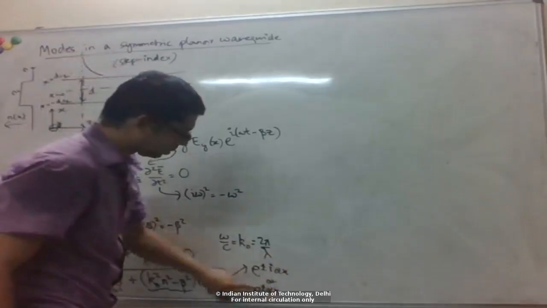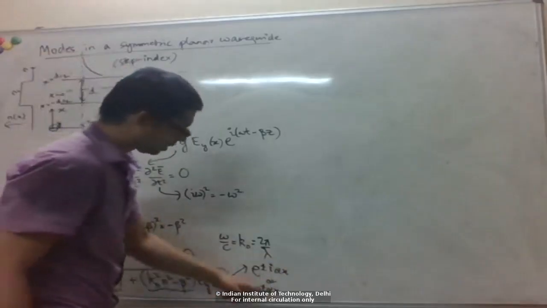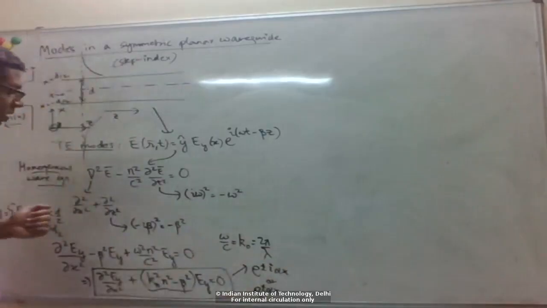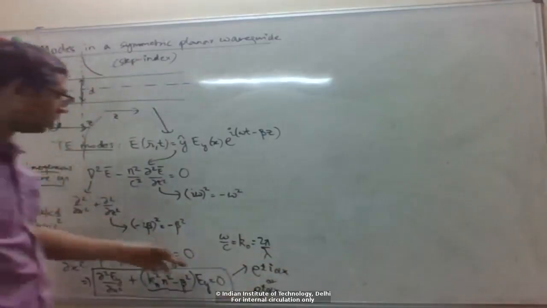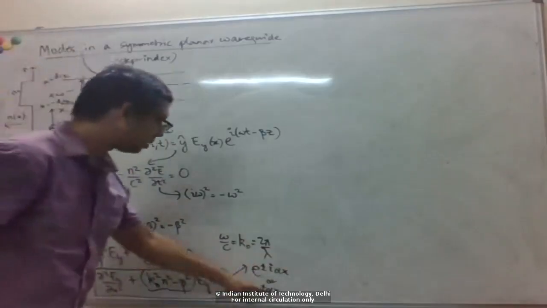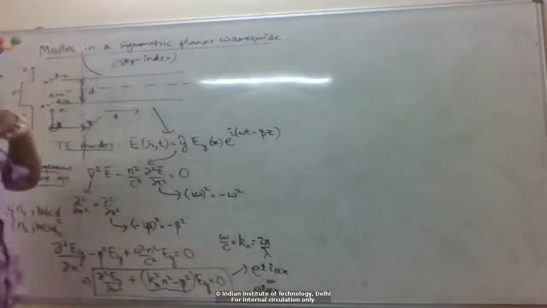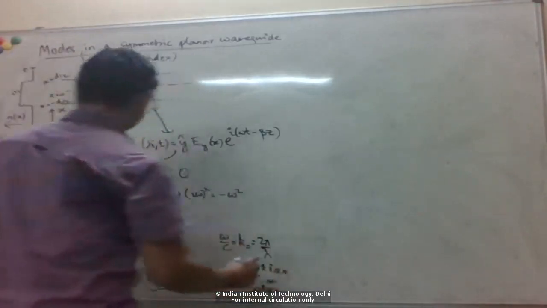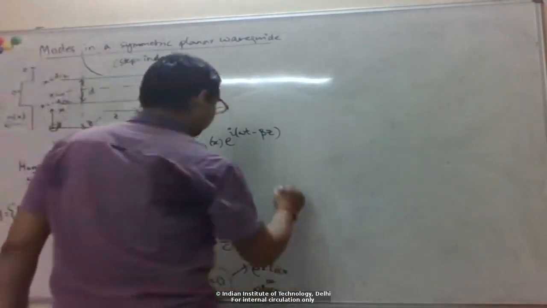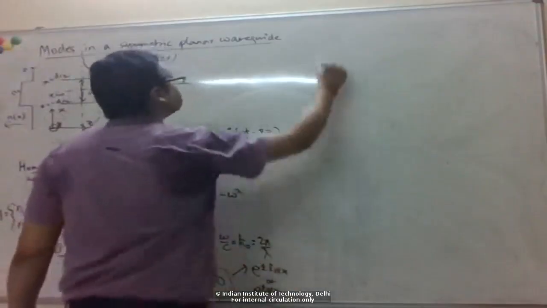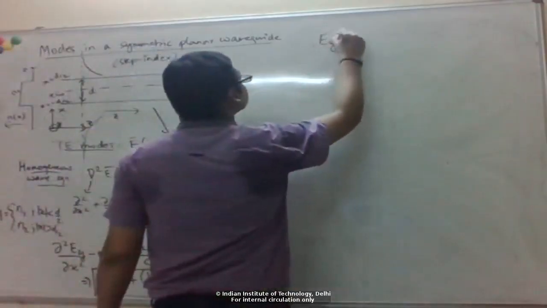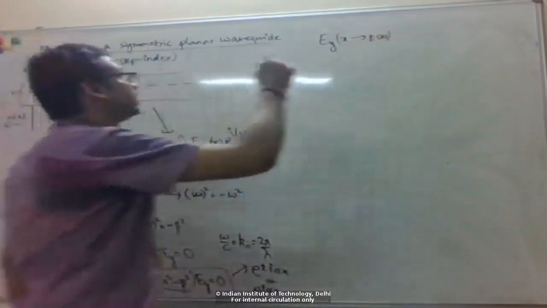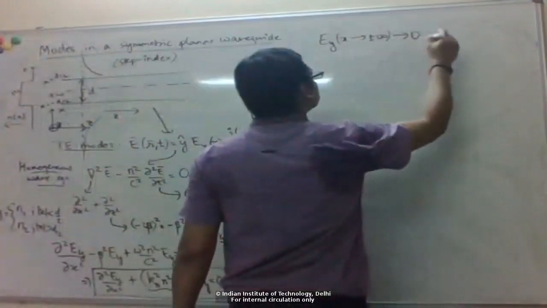So in the cladding, the solution has to be something like this, either increasing or decreasing exponential, but then we want the field to decay to 0 eventually, right? So they have to be decaying exponentials. Right, so from that, basically, Ey as x goes to plus minus infinity should go to 0.